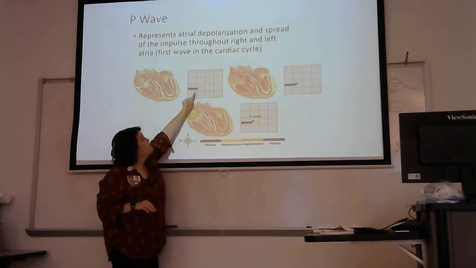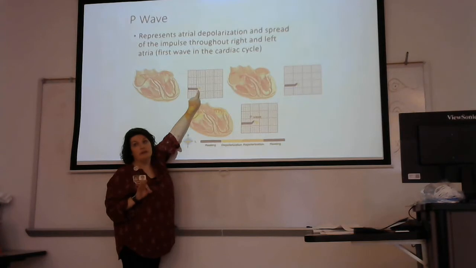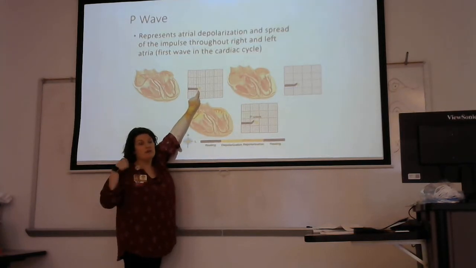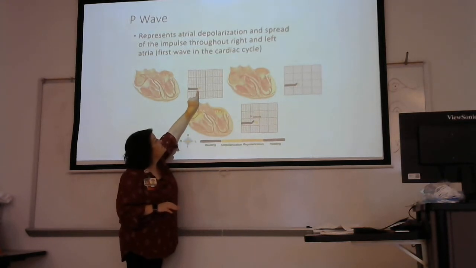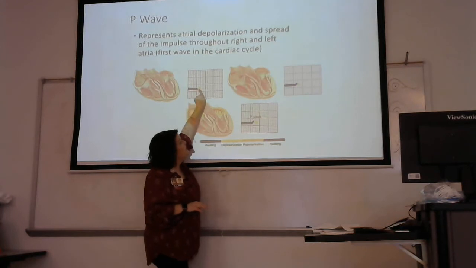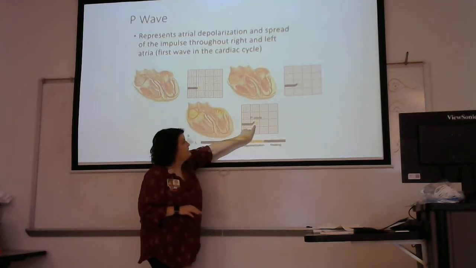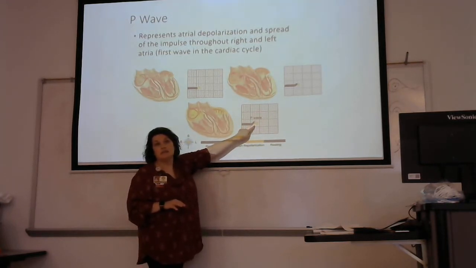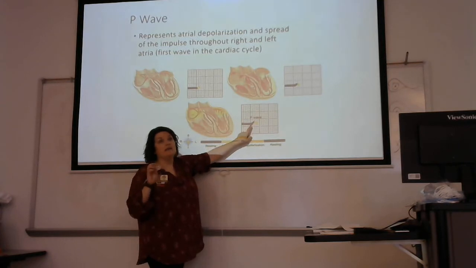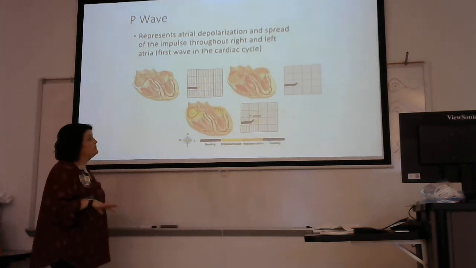Okay? You see where it starts to deviate up? That is the beginning of your P. Your P represents the firing of the SA node, so it's like starting everything off, getting ready to go. Okay? So it starts to deviate up, and then you see it keeps going until it returns back to baseline. This right here is your P wave, guys. It's the first wave in the cardiac cycle, and again, it represents atrial depolarization, okay?